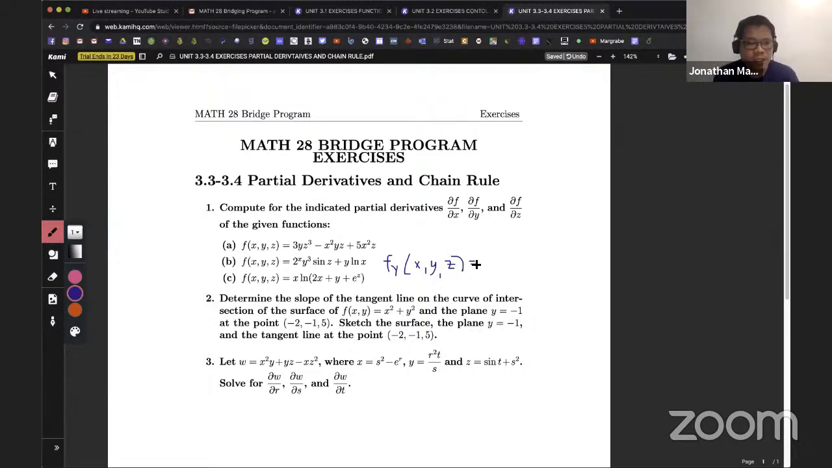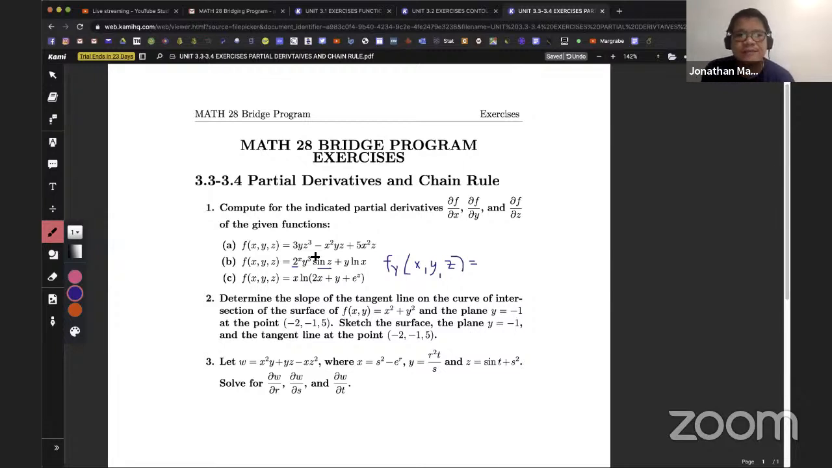Okay. So if you will get f sub y from this function, take note na i-consider natin na constant si x and z. So let's look at the first term, 2 to the x, y cubed sine z. So 2 to the x will be considered as a constant. Sine z will be considered as a constant. So ang magiging variable lang natin dito ay y cubed. Y cubed is just a polynomial function.